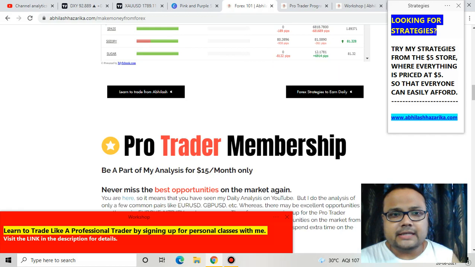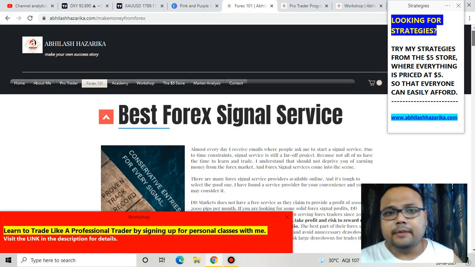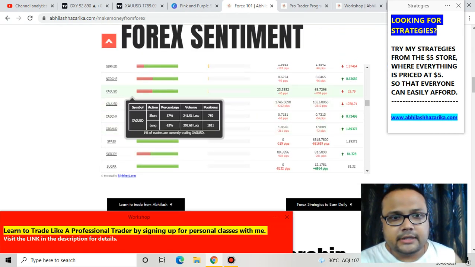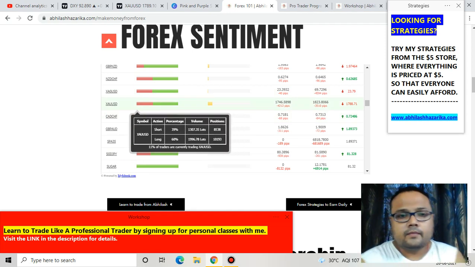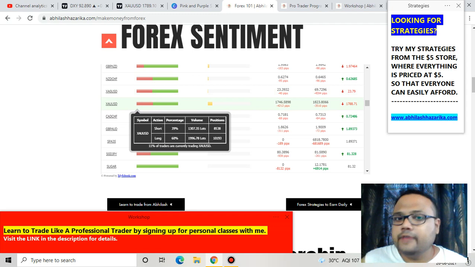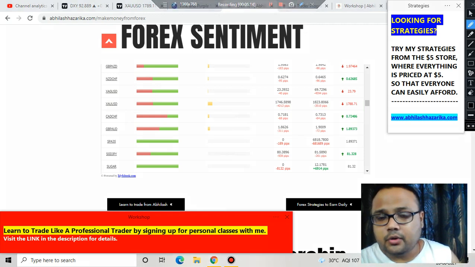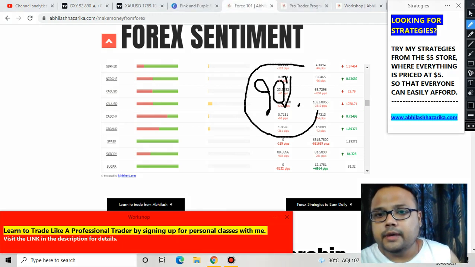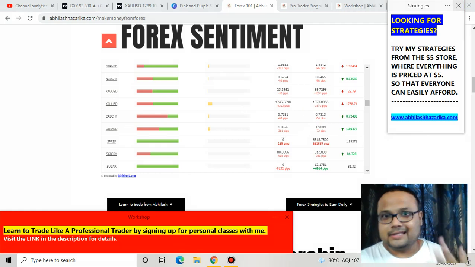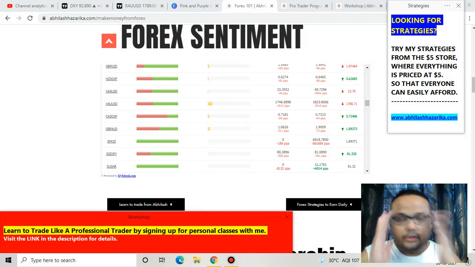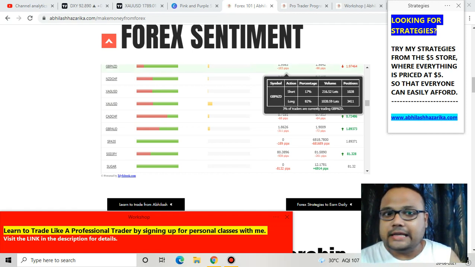If we go to the forex sentiment meter, you will find it on my website abhilashhazarika.com under the forex 101 section. In the forex sentiment meter, you can see that 60% of retail traders have taken a long position and 39% have taken a short position. And as we all know, more than 90% of retail traders lose money. So be careful. Only trade with proper analysis and proper judgment. Do not follow the sentiment of the market, because retail traders' sentiment can be dangerous sometimes. Personally, I always prefer to take a trade against the sentiment of retail traders.